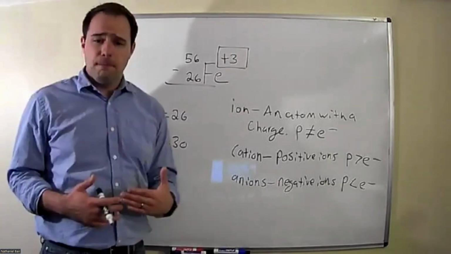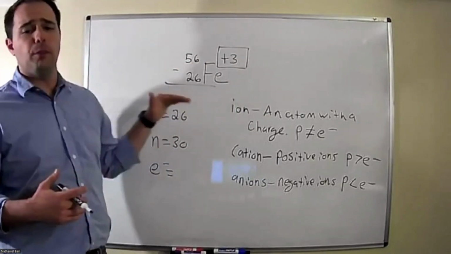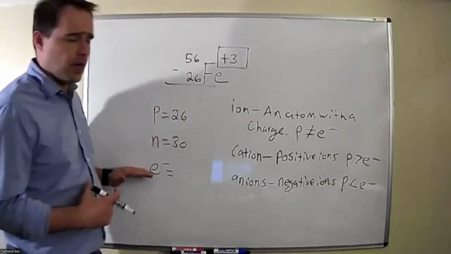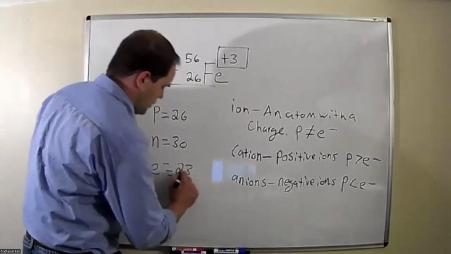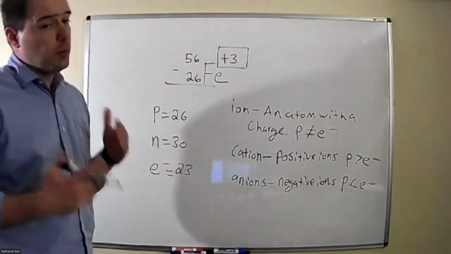And now you kind of got to think. You say, all right, if I have a net positive 3 charge, I must have 3 more positive particles than negative particles. I must have 3 more protons than electrons. There must only be 23 electrons in that atom. So that's how it works for cations.